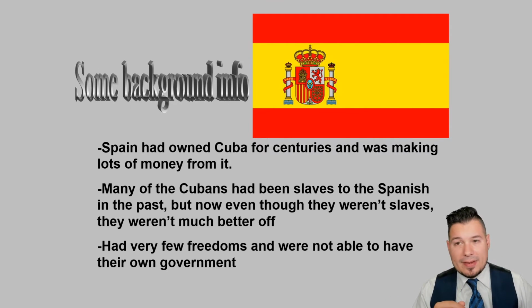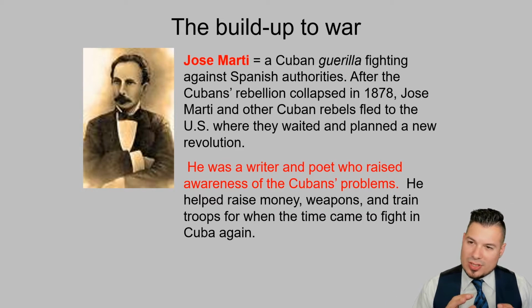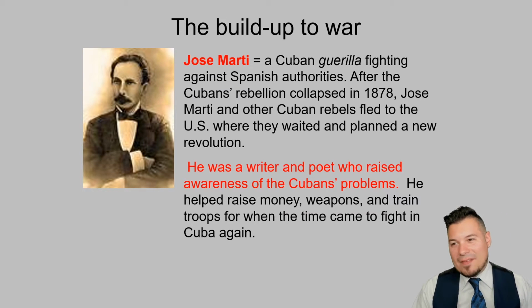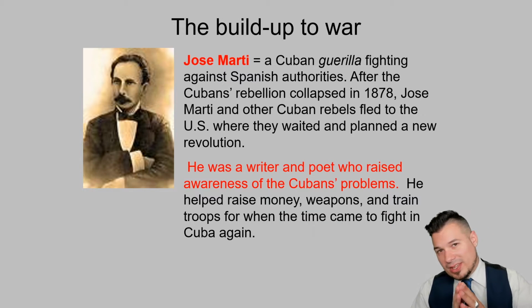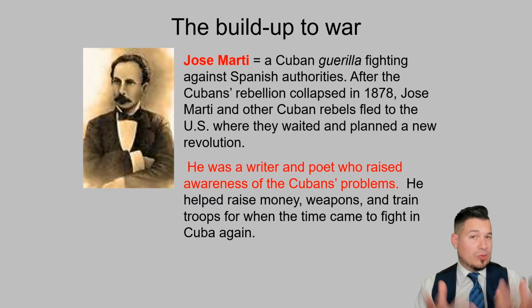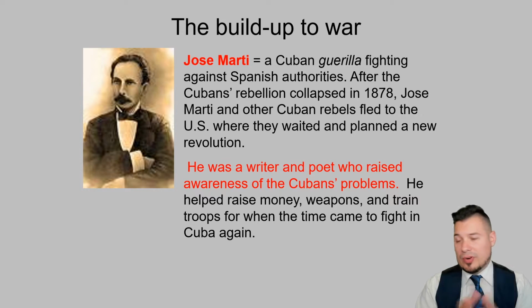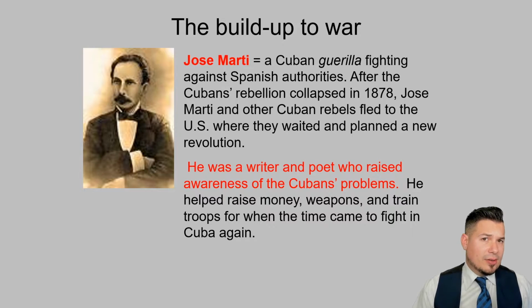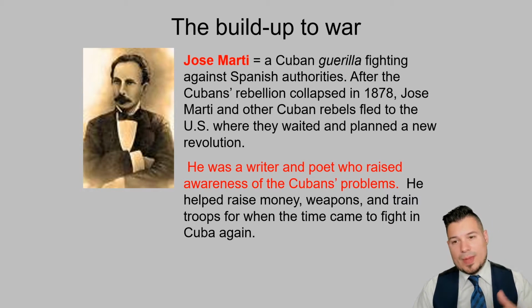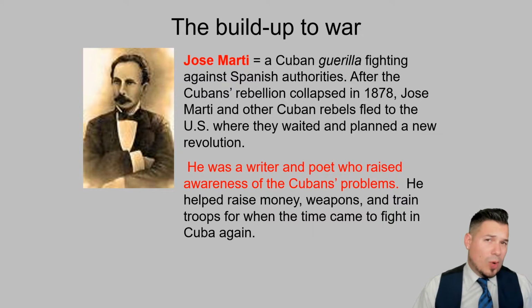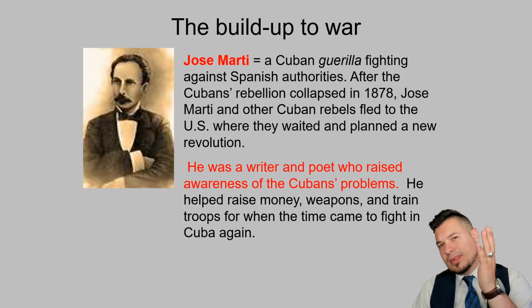The Cubans wanted to be independent. So Jose Marti, an incredible Cuban guerrilla fighting against Spanish authorities, after the Cubans' rebellion collapsed in 1878, when he tried to gain independence then, Jose Marti and other Cubans flee to the U.S., where they regroup and plan a new revolution. Now, Jose Marti was a writer, in fact a poet, and he wanted to raise awareness of Cuba's problems. There were a lot of problems going on there because of the Spanish. So he hoped to raise money, raise weapons, and train an army for the time to come to fight again.